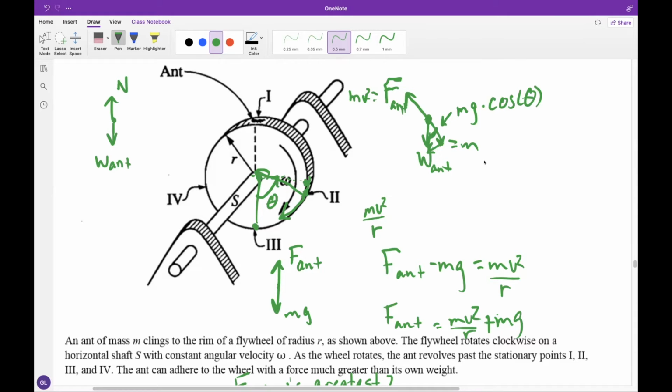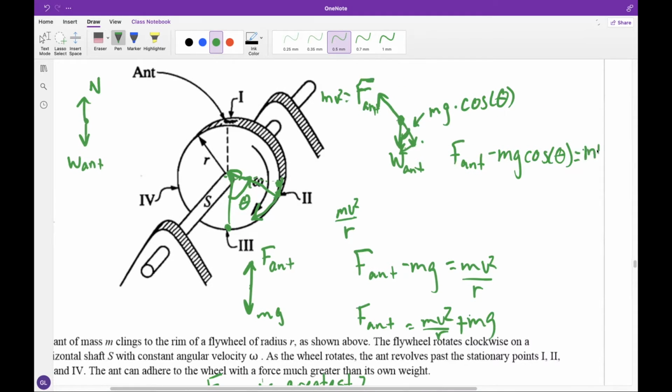So at the end of the day, if we do it in this frame of reference for the ant, this is looking really messy. We get that it's the force from the ant minus mg cosine theta equals, and let's scooch this over a little bit, mv squared over r. So it is a little hard for the ant to hold on at region 2, but if we look at how this function is going to behave, oops, I meant to put mg cosine theta.